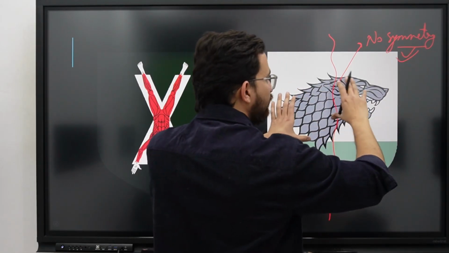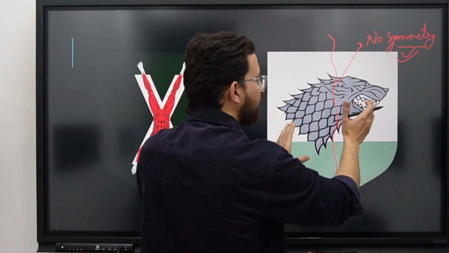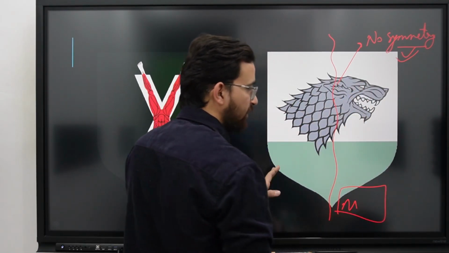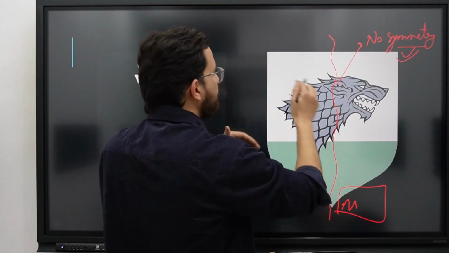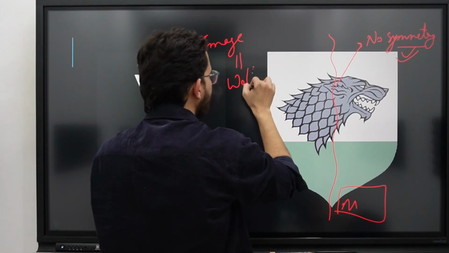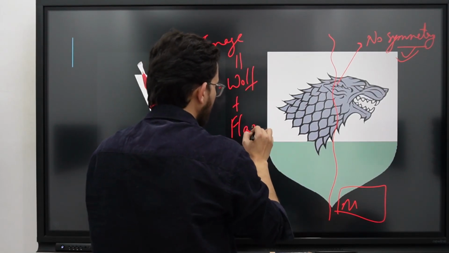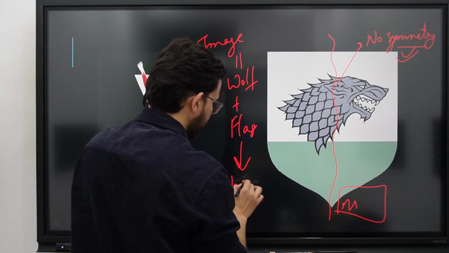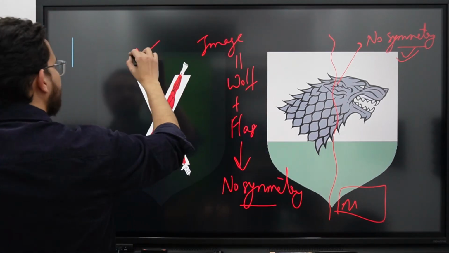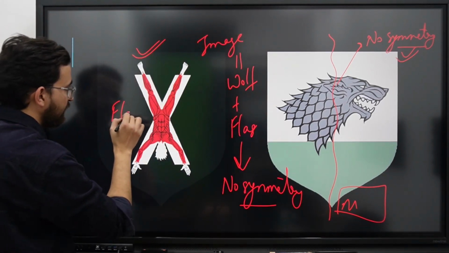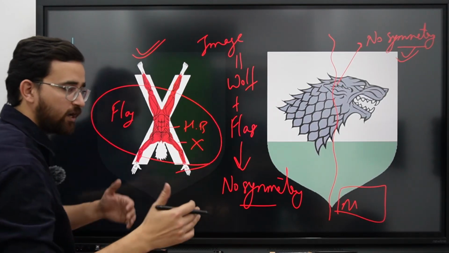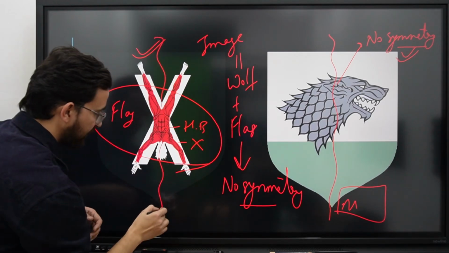Why? Because this wolf is part of this entire image. Because the wolf possesses no symmetry, even though the backside of the flag has a mirror plane, the image in total is a combination of the wolf plus the flag, which has no symmetry. This one had symmetry. Why? Because the flag, the human being, and the X, when combined together, still had this mirror plane going on for them.